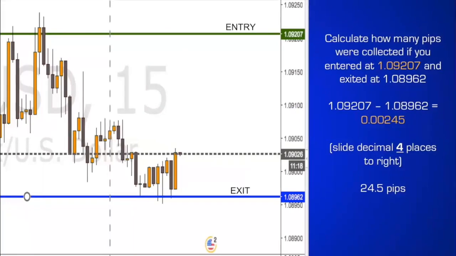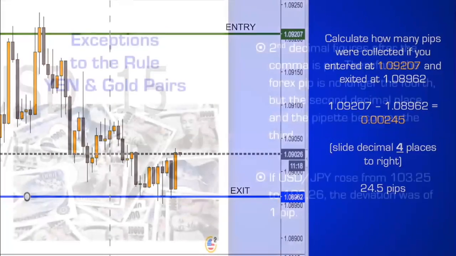So let's say you enter, and I already have the entry price at 1.09207, and you exit where the blue is at 1.08962. You get it. You are going to subtract those numbers. It's going to equal 0.00245. You can slide the decimal over 4 places to the right, and then you end up with 24.5 pips. Hopefully, this is getting more simple. If not, please replay this video.